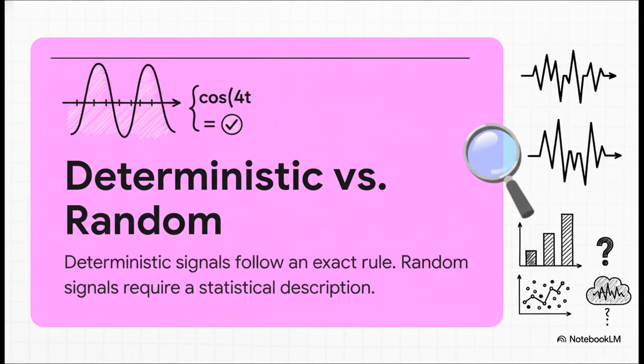And for our last dimension, we ask, can we predict it? If the signal can be described by a perfect, precise mathematical formula, like that cosine wave we just saw, then it's deterministic. You can know its exact value at any point in time. But if you can't predict it exactly and you have to start using things like statistics and probability to describe its behavior, then you're dealing with a random signal.